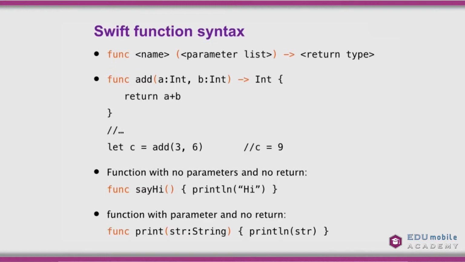So here's an example of a function with no parameters and no return value. We're just telling the sayHi function to execute a println with the string "hi". And here, lastly, is a function with a parameter and no return value. We define a print function to print the string that we pass in the parameter list.